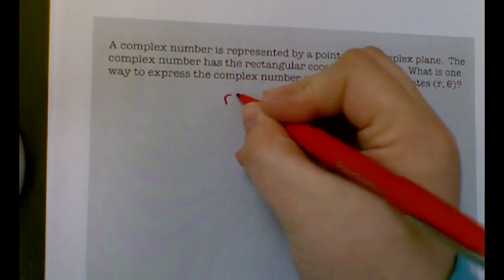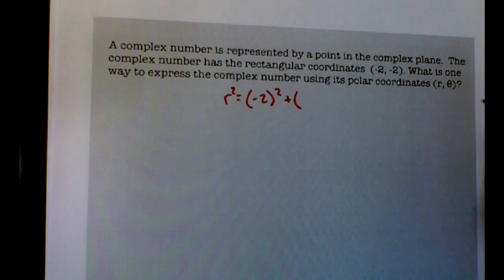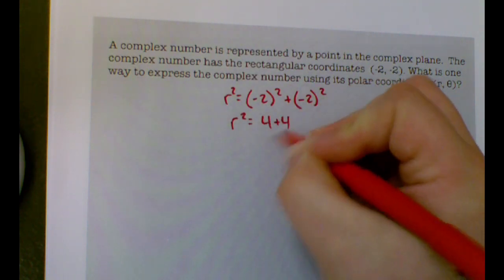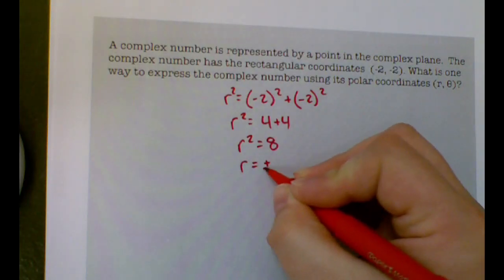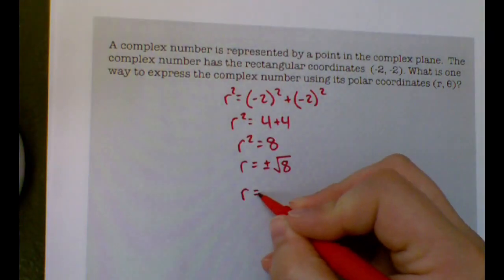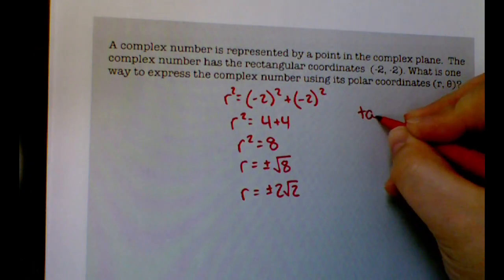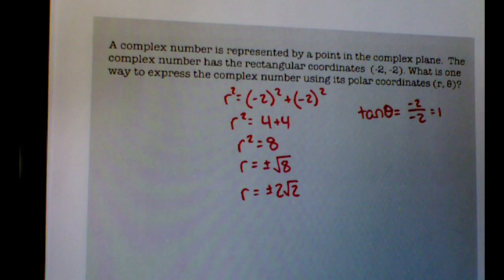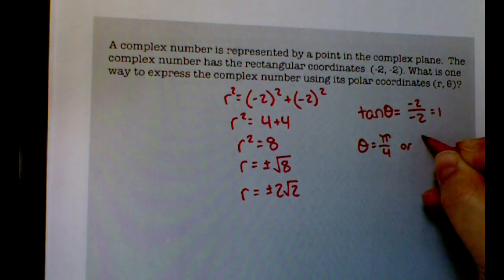So to get r, just like always before, we take r squared equals x squared plus y squared. So r squared equals 4 plus 4. R squared equals 8, which means r equals positive or negative square root of 8. But we're going to want to simplify that. So r is positive or negative 2 square root 2. Then we also know that the tangent of our angle is -2 over -2, which is 1. So that means theta must either be pi over 4 or 5 pi over 4.